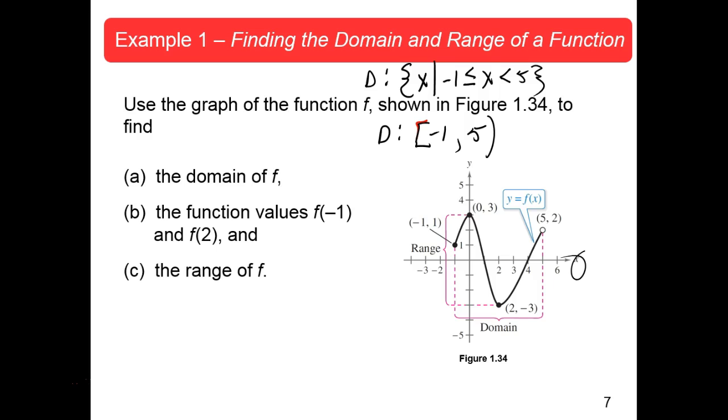Yes. So the range of f would be, oh, I didn't write these down. Let's write down f of negative 1. F of negative 1 is equal to 1, and f of 2 is equal to negative 3. The range of f, a couple ways to express that. The set of all y's this time, because that's the dependent variable, such that negative 3 is less than or equal to y is less than or equal to positive 3. That's one way to express it.